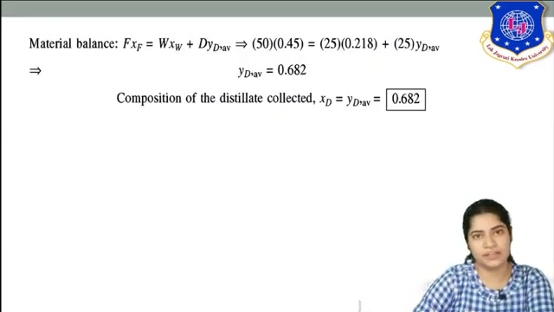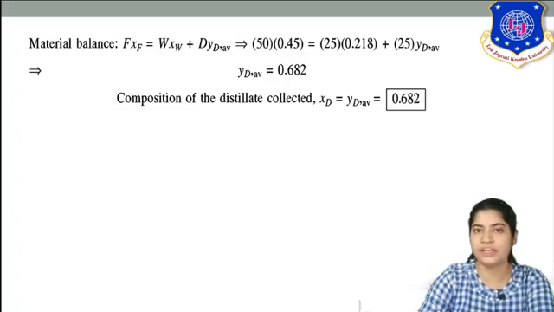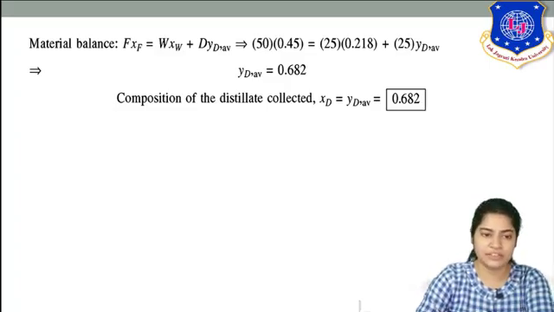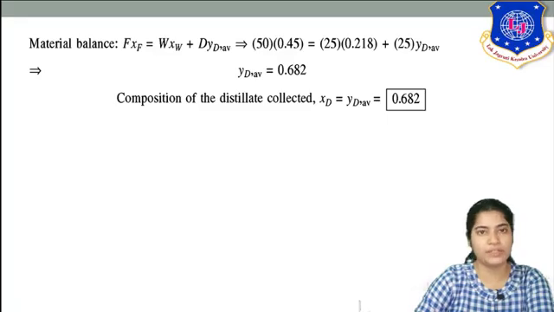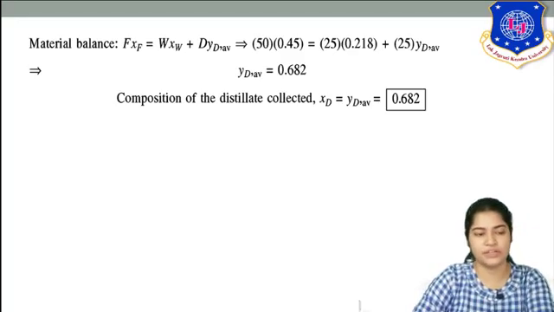Now we know about the material balance: F xF, the amount of A in your feed, is equal to the amount of A in distillate plus the amount of A in residue. Substituting all the values, you get the amount of A in distillate, and the mole fraction of A in distillate is 0.682. So the composition of the distillate is xD equal to yD. That must be clear. The vapors you condense convert into liquid, so the mole fraction of A in vapor would be the same in liquid also, that is 0.682.